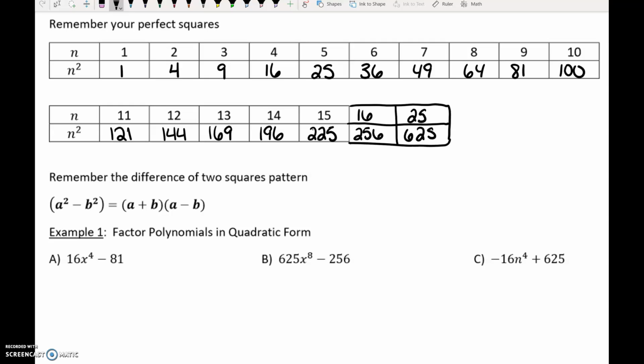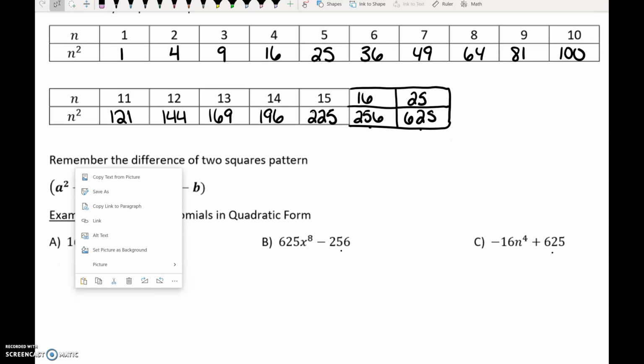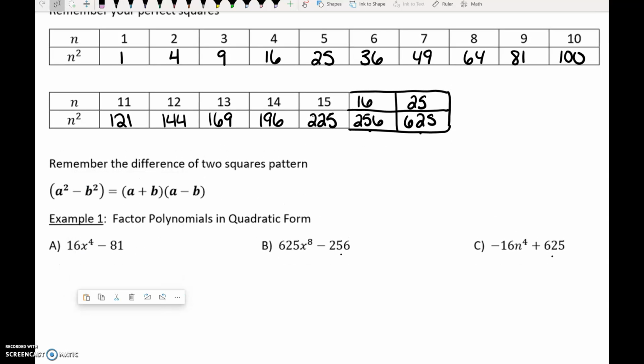Add 16 and 25 in there because 256 and 625 are definitely numbers that we are going to see popping up. Okay, we've been using this difference of two squares pattern, where if you have a perfect square minus a perfect square, it factors into the square root plus the square root minus. We're going to do that again with larger exponents.